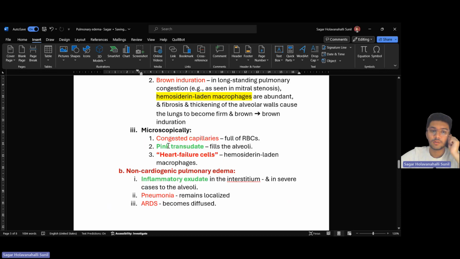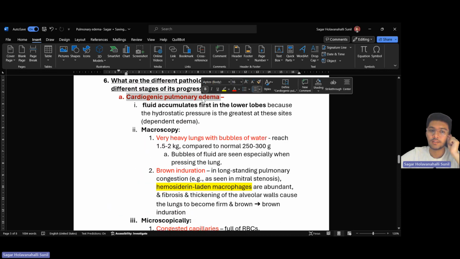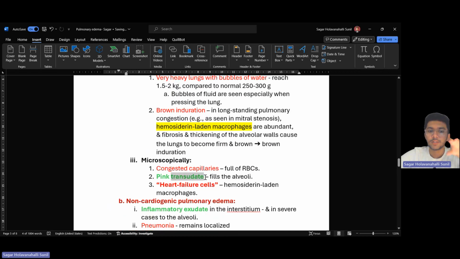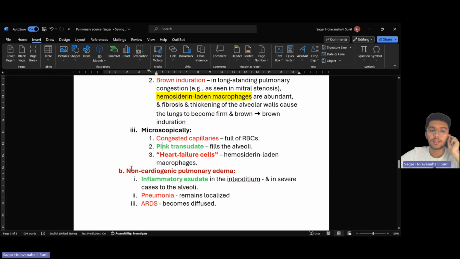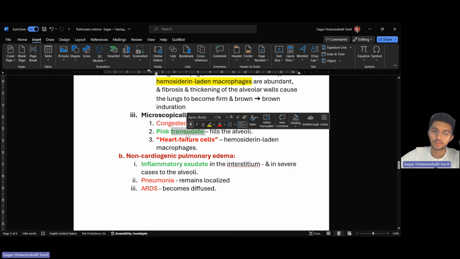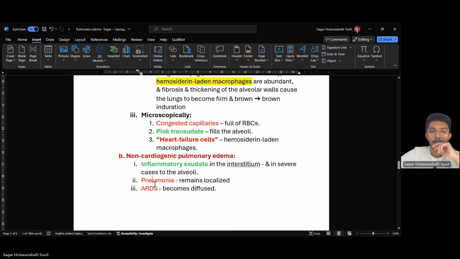So you see, because cardiogenic is not technically an inflammatory source, there's usually a transudate that fills the alveoli, and it's obviously pink in color because of RBCs and the hemosiderin. But in non-cardiogenic, when there are infections, there's usually an inflammatory exudate, right? So this is very important, and that's why I labeled it in green. Here's exudate, here's transudate.